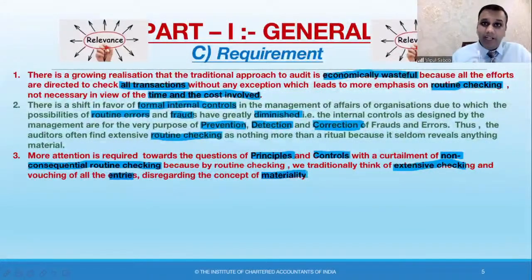We have covered materiality in chapter 2. What are material items? What is materiality? What is materiality level? What is performance materiality? We do not even consider those. We just don't consider materiality. It is of no importance to us. We are going to check each and every transaction, each and every balance. So materiality finds no relevance in our audit in that case.